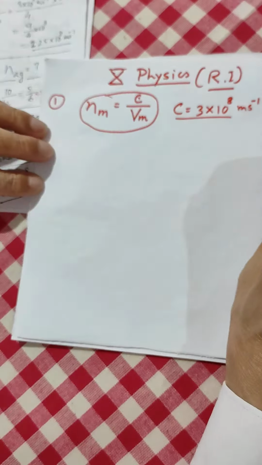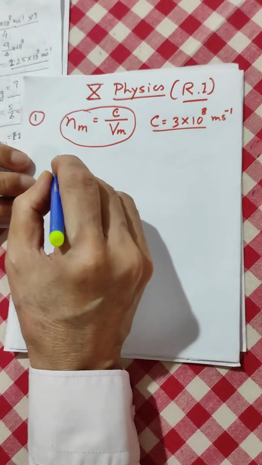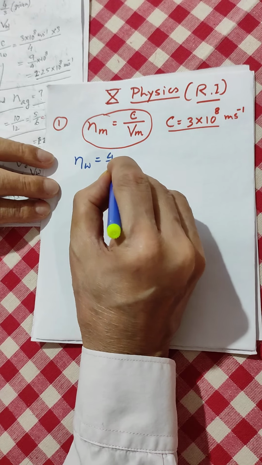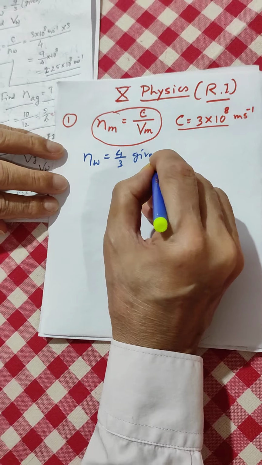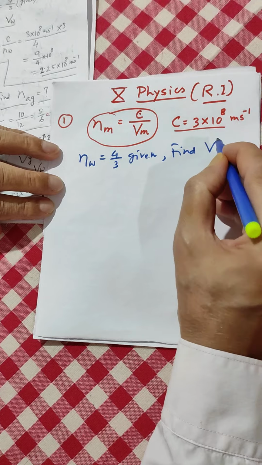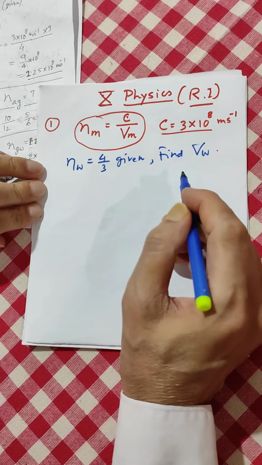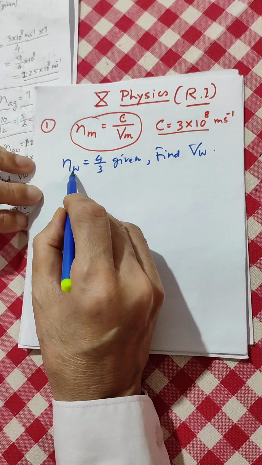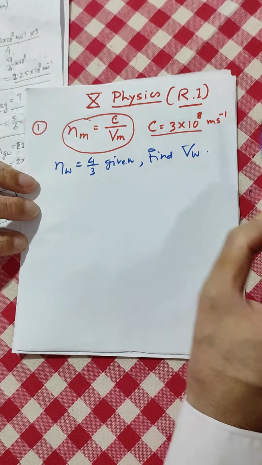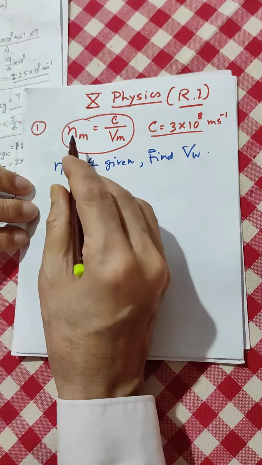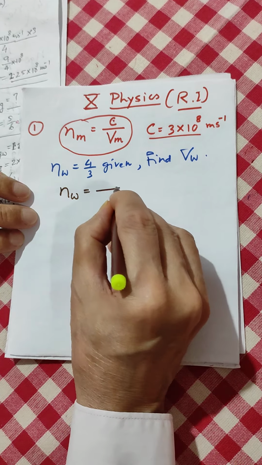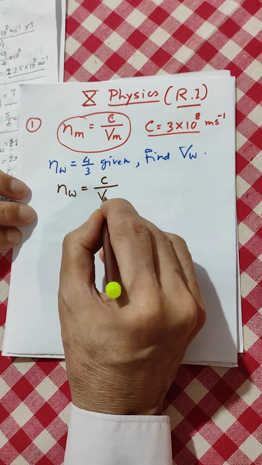Now suppose there is a question like this. Refractive index of water is given as 4 by 3. This is given and you are asked to find the velocity of light in water. Is it clear? So what is given? Refractive index of water 4 by 3, and you are asked to find the velocity of light in water. So we are going to use this formula. Using this formula, we will write: refractive index of water equal to C by velocity of light in water.